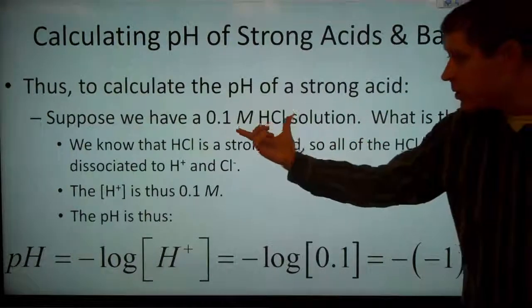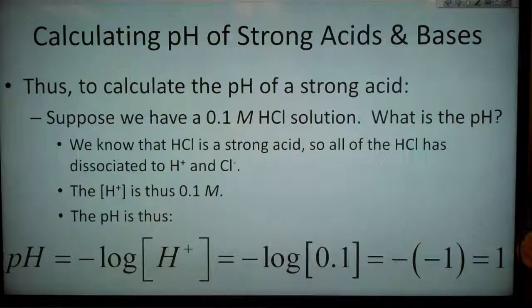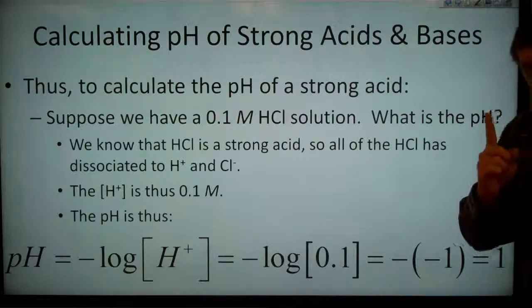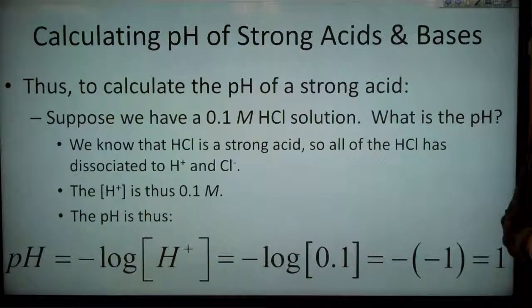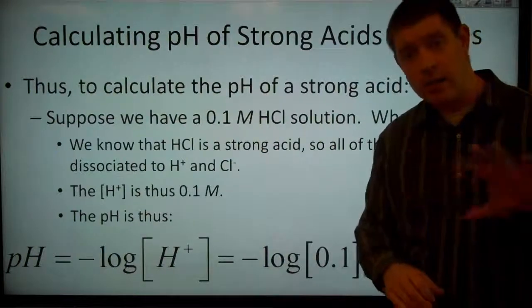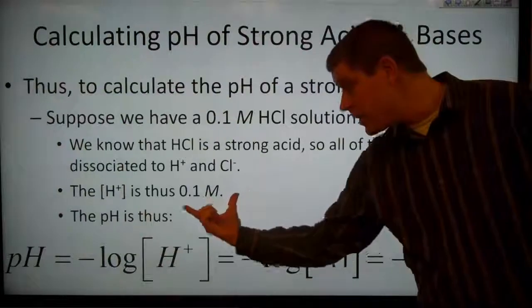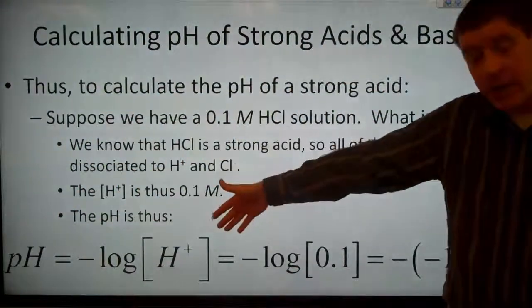So this means that in order to calculate the pH of our strong acid, let's look at some examples. Suppose we have a concentration of 0.1 molar hydrochloric acid, and we want to know what the pH is. We know that hydrochloric acid is one of our strong acids. You need to have those 6 strong acids memorized. So all of our hydrochloric acid will have dissociated into the proton and the chloride ion, and this means that our hydrogen ion concentration is 0.1 molar, and this means that now pH is equal to minus log base 10 of the hydrogen ion concentration.